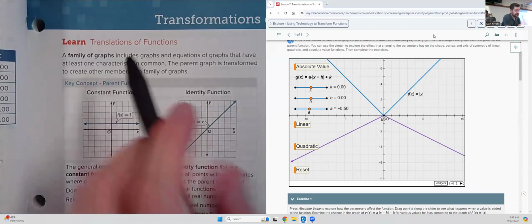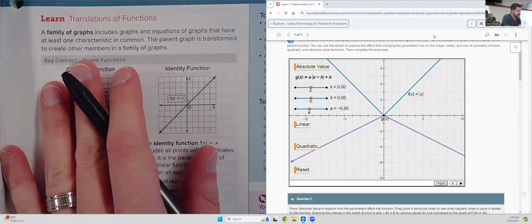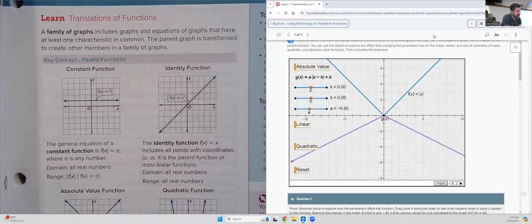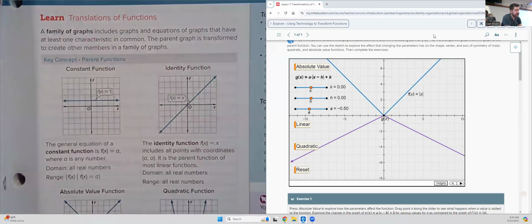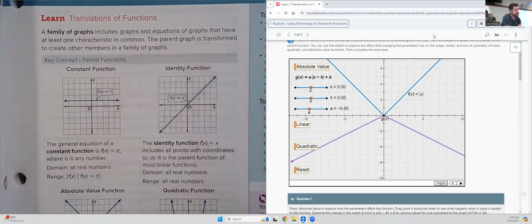And so we're going to start off with a definition of family of graphs. A family of graphs is equations of graphs that have at least one characteristic in common, which would be part of the same family of graphs. The parent graph is transformed to create other members in a family of graphs.